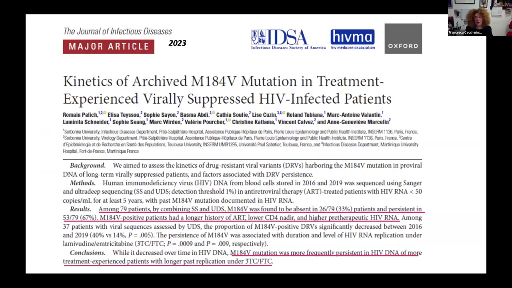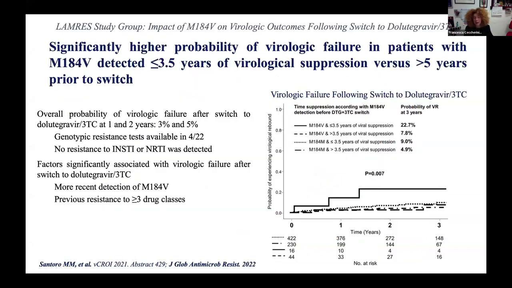And again, this is a recent update of this type of study, where they show that indeed in some individuals the archived M184V disappears, but in other patients there was a persistence, 33%. The persistence was more associated with treatment-experienced patients with longer past replication under 3TC or FTC, a lower CD4 nadir, and a long history of ART.